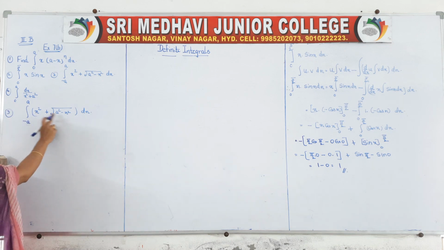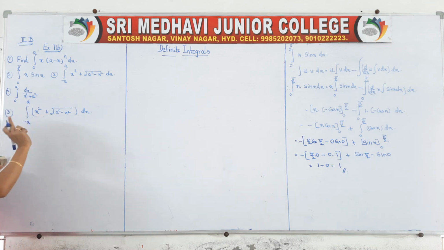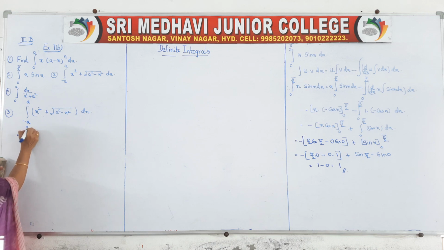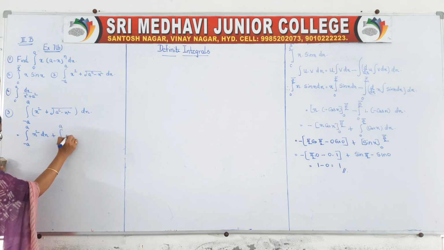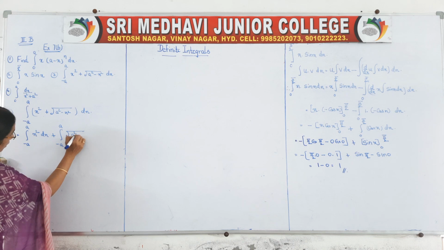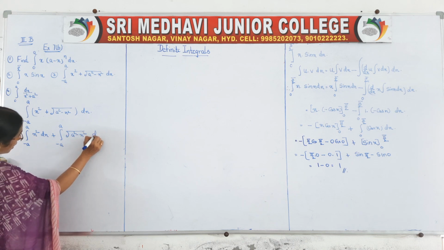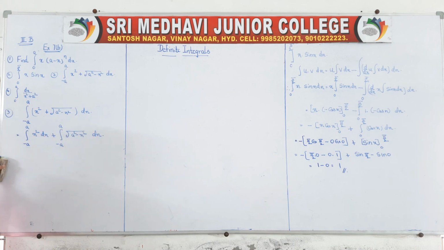Two terms are there, in the middle a plus sign is there. So, we have to take separate integrals. So, come on, how can we take? It is the integral from minus a to a of x square dx plus the integral from minus a to a of root of a square minus x square dx. Two terms are there, in the middle plus is there, so we can take separate integrals.